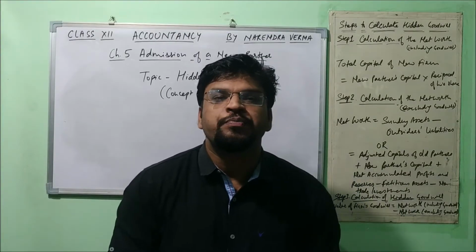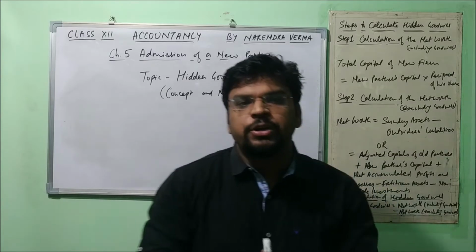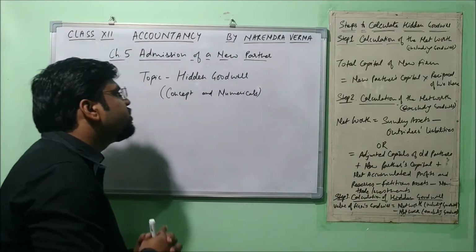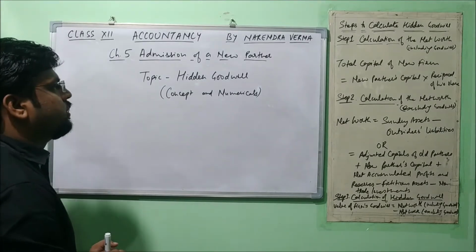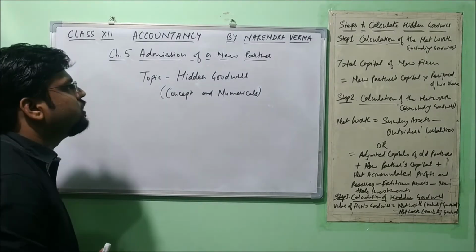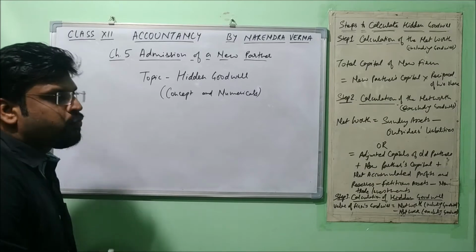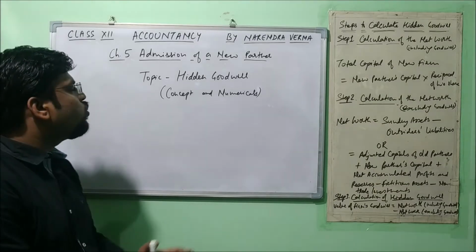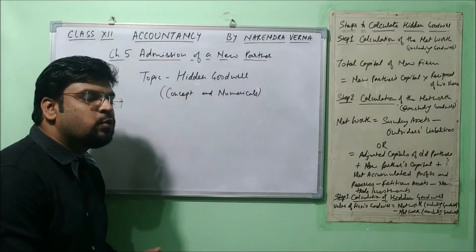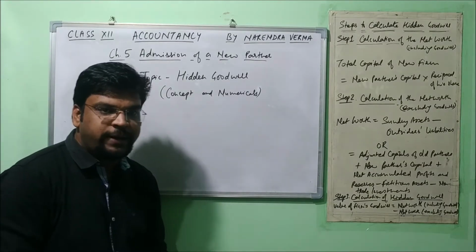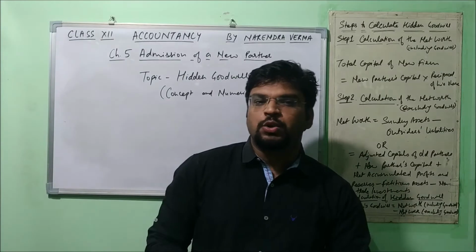Once again before you. In accountancy, you already know we have been dealing with chapter number 5, that is admission of a new partner for class 12 CBSE syllabus, right? So in today's session we are going to have discussion on hidden goodwill. We'll discuss the concept and we'll do some numericals as well, right? Okay, so very first let's talk about its concept.